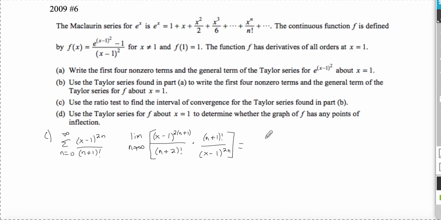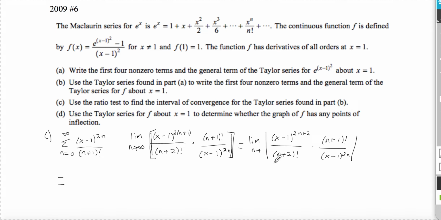All right. Do some cleaning up here. This is going to be the limit as n approaches... Oh, forgot my absolute value signs, didn't I? This is going to be the limit of the absolute value of this thing. The limit of the absolute value of x minus 1 to the 2n plus 2 over n plus 2 factorial times n plus 1 factorial over x minus 1 to the 2n. All right, I think we're ready to do some good work here now.